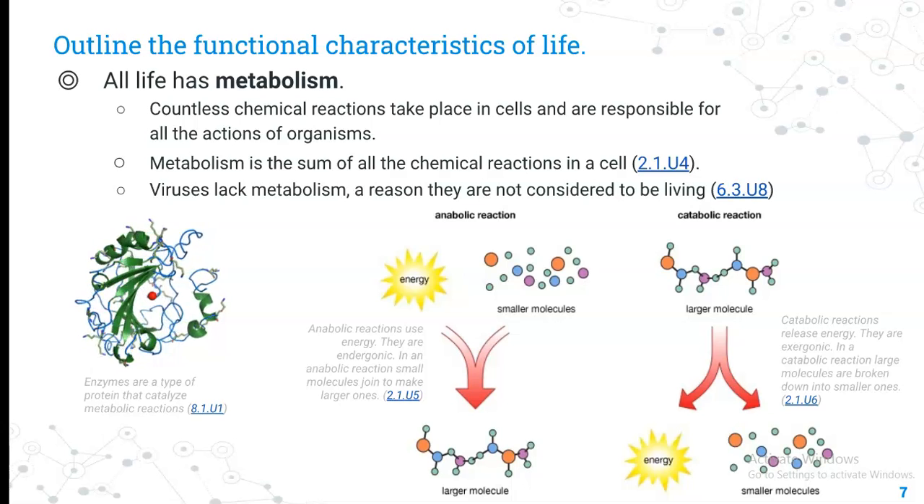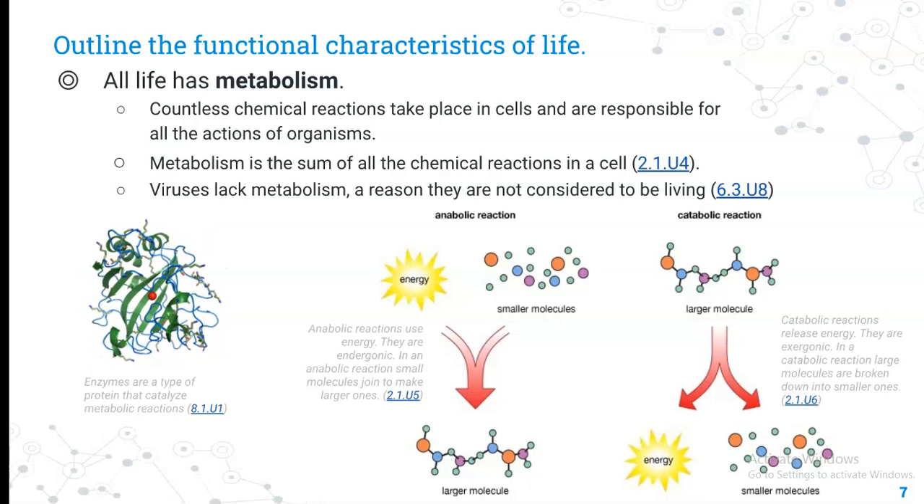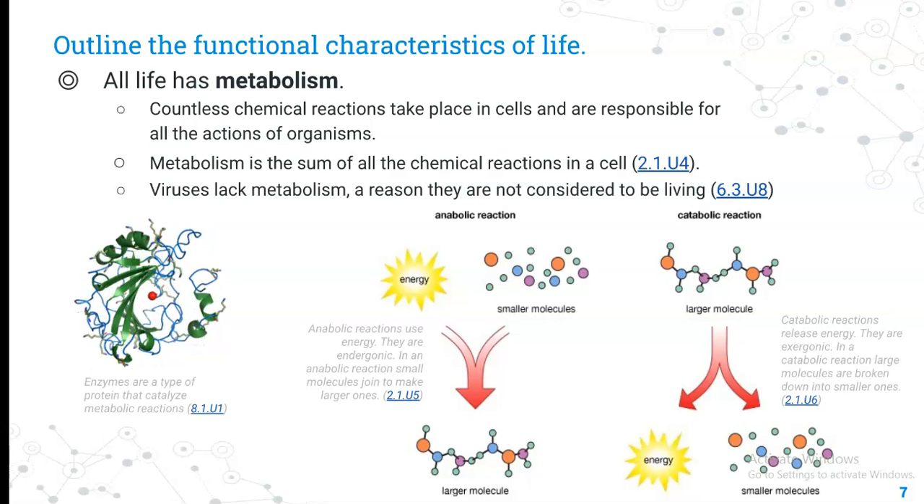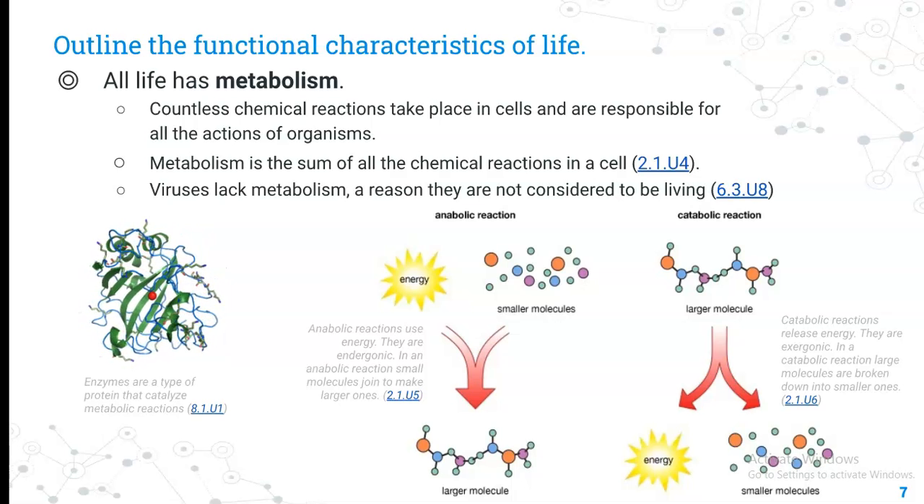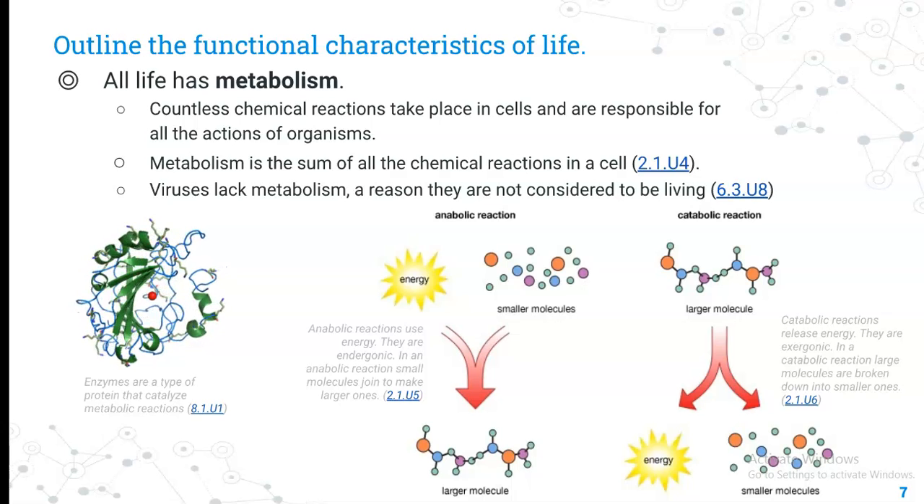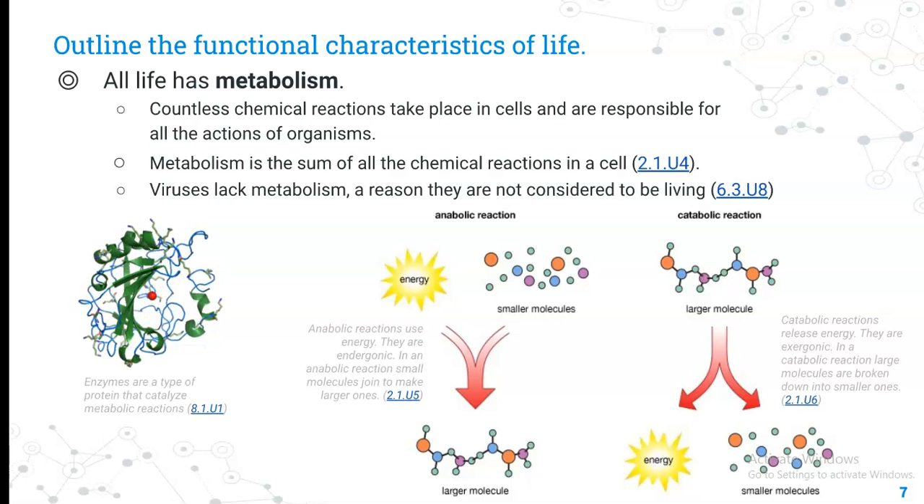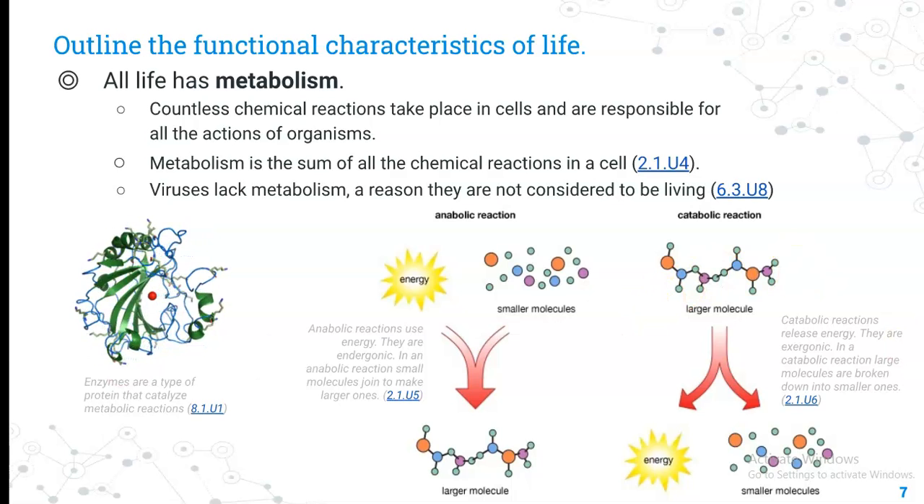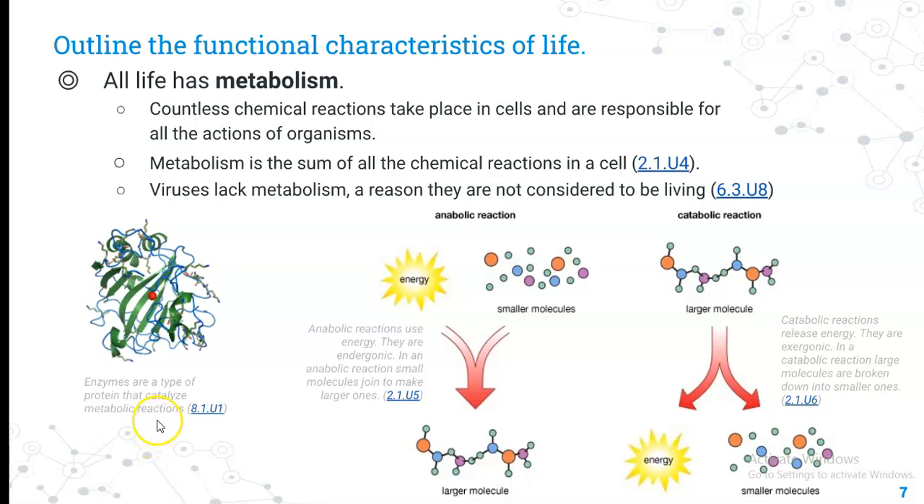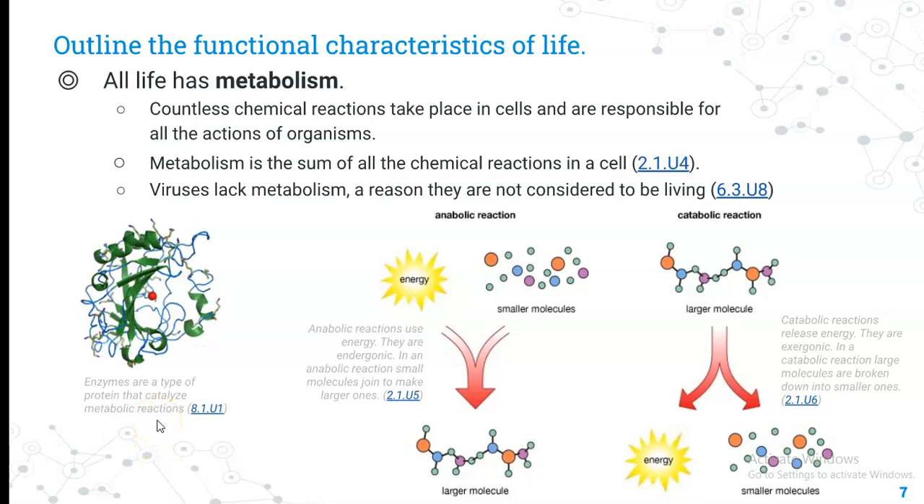You might say, well, how do viruses even work if they don't have a metabolism? Well, they need a metabolism to produce proteins, but they themselves don't possess it. They have to hijack another cell and use their machinery to produce those proteins. Enzymes are a big part of metabolism. They're a type of protein that will speed up metabolic reactions.